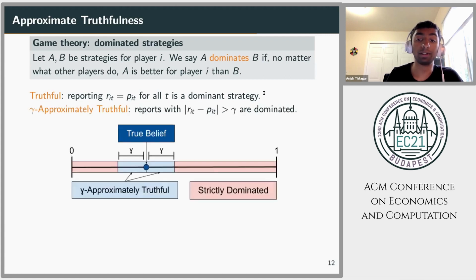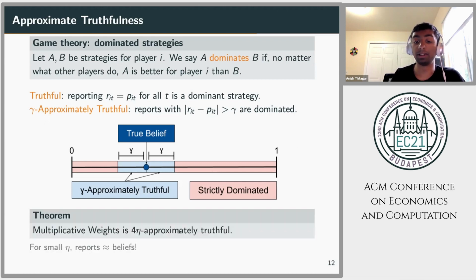That's what ELF guaranteed. For approximate truthfulness, we're saying that misreporting by more than gamma, for gamma approximate truthfulness, will always be strictly dominated by something in this interval. So no forecaster has an incentive to misreport by more than gamma. So the reports will always be here. And now if we look back at that theorem, it said that multiplicative weights was 4 eta approximately truthful. So 4 eta is our gamma here.